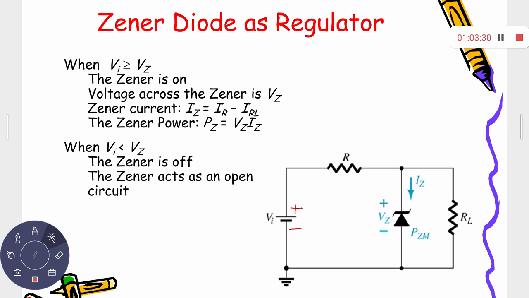No current. That means this voltage and this voltage are the same. Or I can say that there is no current through the diode. If you connect some load resistance across this, then the current can flow through this. Right.